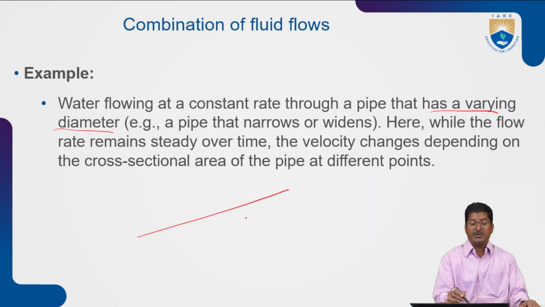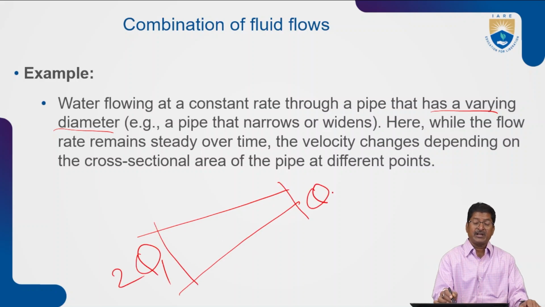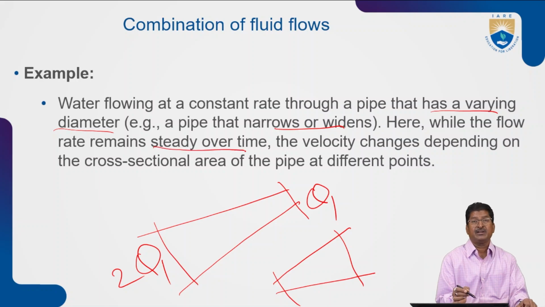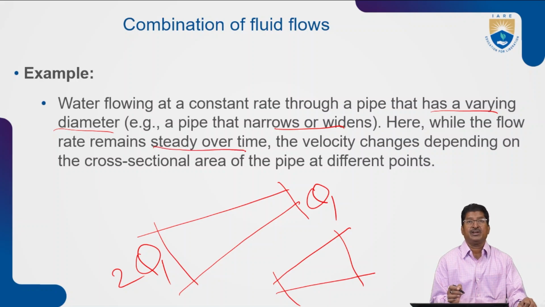So here the pipe is having a varying diameter. Here is dia, 2 times dia, here it may be 1 time dia. The example is a pipe that narrows or widens. It may narrow or widen, with different diameters, while the flow rate remains steady over time. The rate is the same at a particular point of space at any time. The velocity is constant.